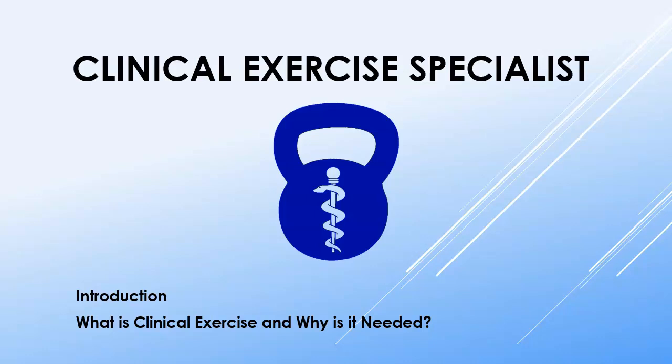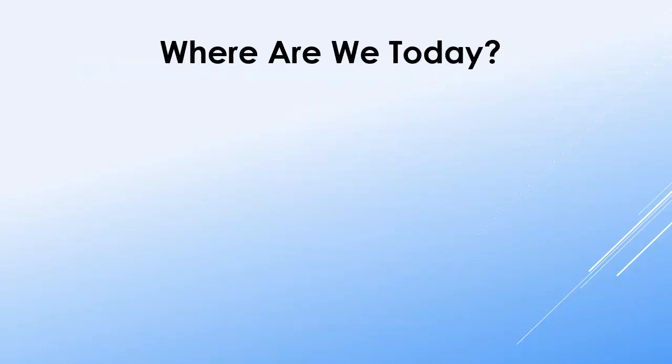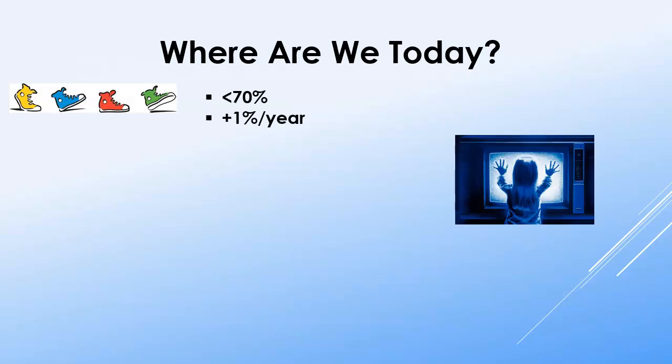So today in the United States, adults have decreased their number of steps per day by an estimated 70% since the Industrial Revolution. Time in front of the television has increased by 1% per year for the past 50 years to a current median screen time of 4.3 hours per day. It's probably even more than that now.